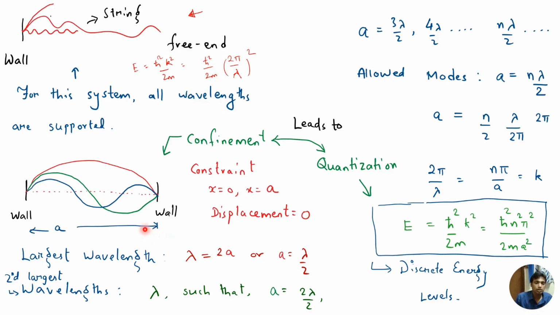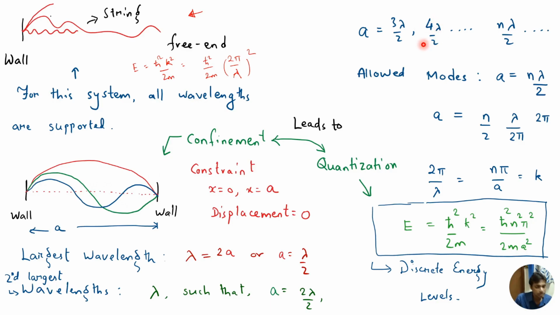Okay. Now let us look at the second largest wavelength. The second largest wavelength is this lambda. And how is it related to a? One wavelength is equal to a, or a is equal to lambda, or a is equal to 2 lambda by 2. Similarly, the third largest wavelength is 1 lambda by 2, 2 lambda by 2, and 3 lambda by 2. So a is equal to 3 lambda by 2. Similarly, the next one will be 4 lambda by 2.